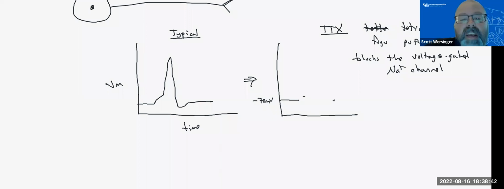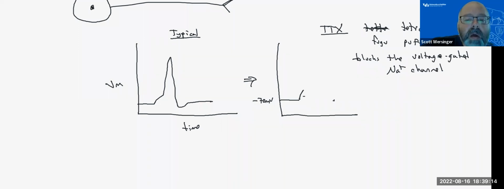Would it change the EPSP? Well, what causes the EPSP? Some is stimulation of sensory receptors. That wouldn't be affected. Neurotransmitter, so glutamate causes depolarization through the AMPA receptor. That wouldn't be affected either. That's not the voltage gated sodium channel. So the EPSP would occur just fine.